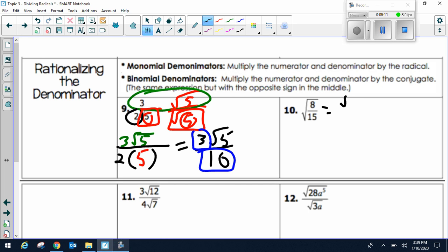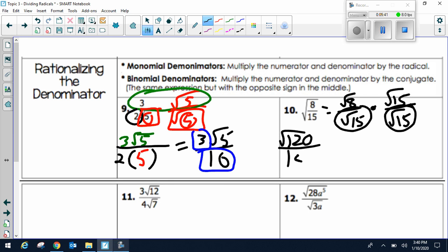Same thing with this one. Square root of 8 over square root of 15. Now, with the index, that means I need two 15s. So I've got to multiply by the square root of 15 over the square root of 15. When you do that, you're going to get the square root of 8 times 15 on the top, which gives you 120. On the bottom, square root of 15 times the square root of 15 is just 15.